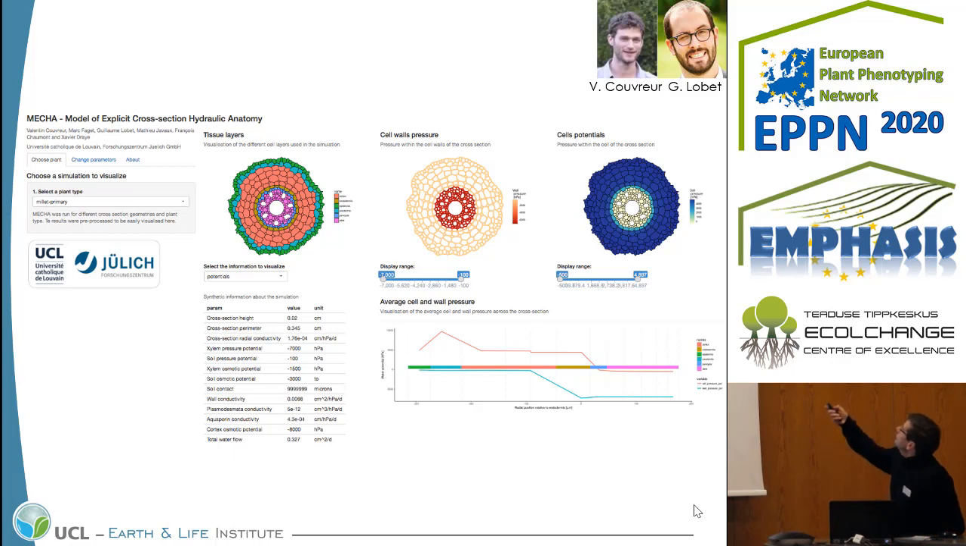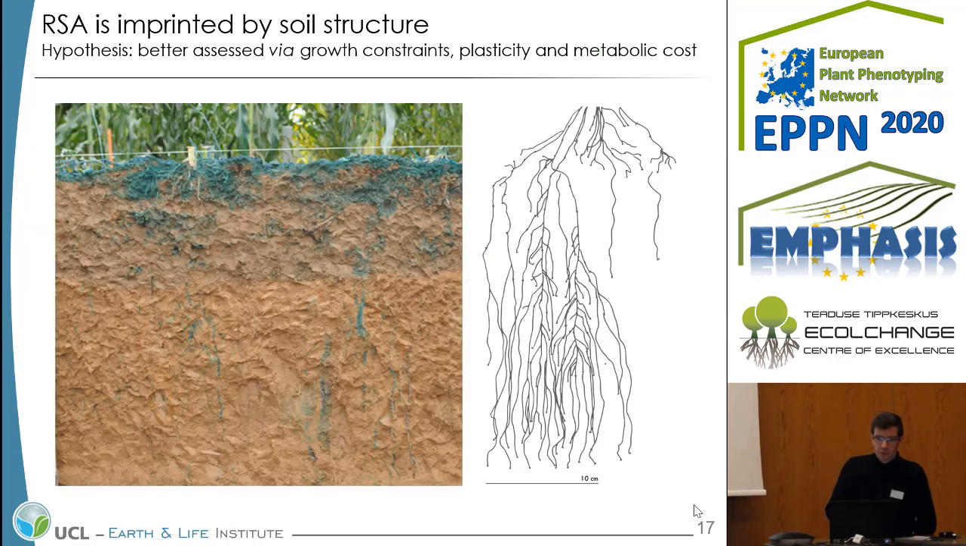Again, Valentin and Guillaume have been developing a tool online that you can use to play with that, and you can load a number of cross-sections: we have millet, Arabidopsis, maize, and a number of different ones. And then you play with all the parameters and you see the output.